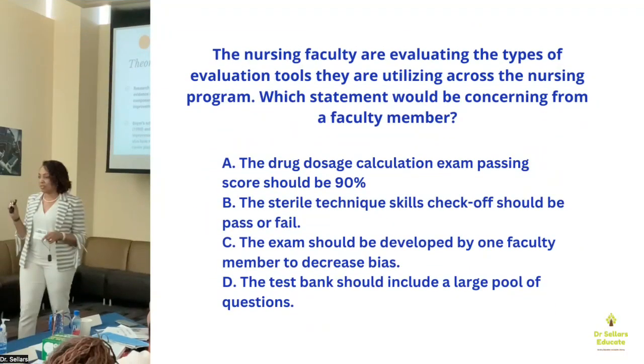First, we like to take a look at the thought-provoking question. The nursing faculty are evaluating the types of evaluation tools they are utilizing across the nursing program. Which statement would be concerning from a faculty member? A, the drug dosage calculation exam passing score should be 90%. B, the sterile technique skills checkoff should be pass or fail. C, the exam should be developed by one faculty member to decrease bias. Or D, the test bank should include a large pool of questions.